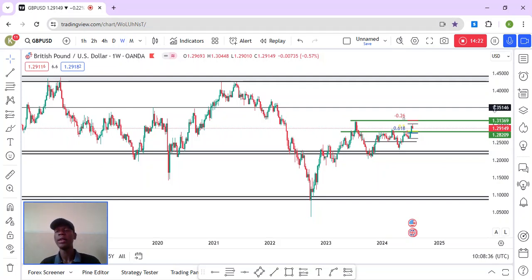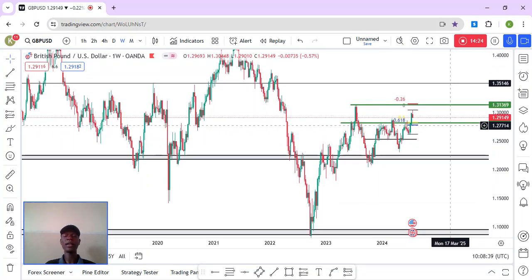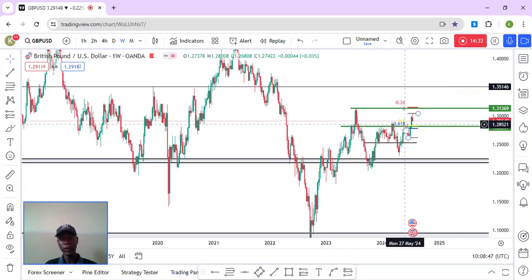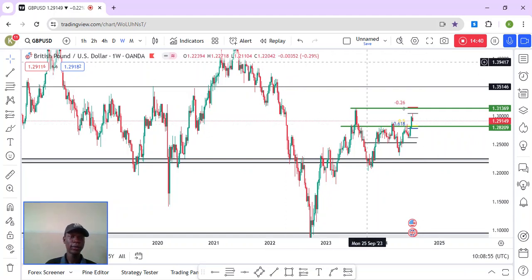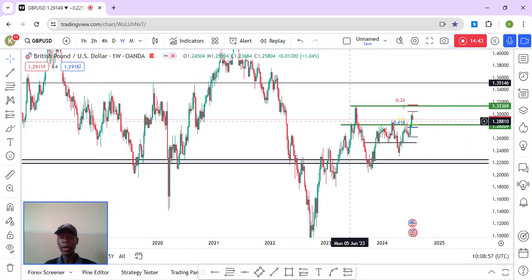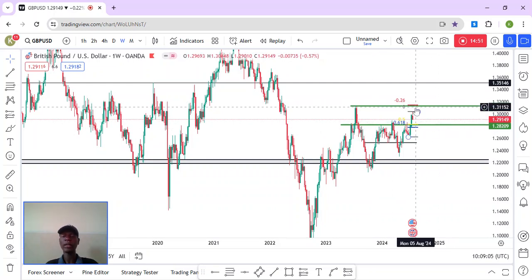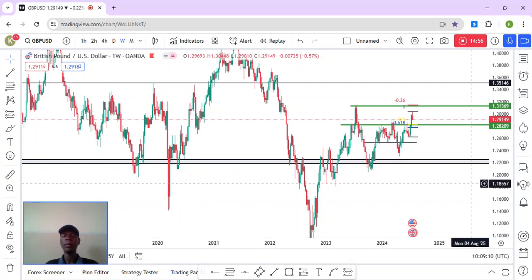So what's happening here? Although the market is acting up fundamentally, there are some technicals that guide it. So the market was ranging for me. What is about to happen is that the market will want to form a double top right about here. So the next level target for GBP USD is 1.31369.